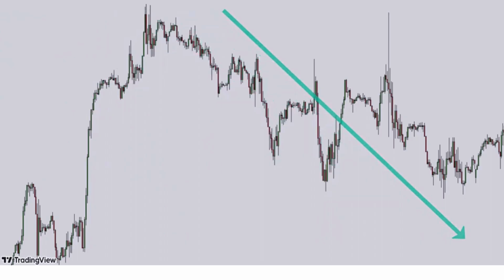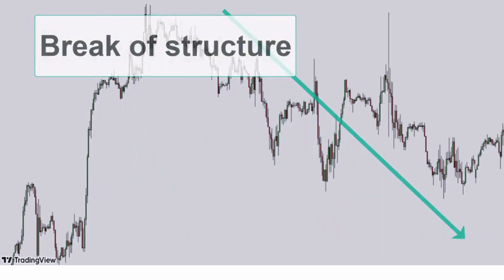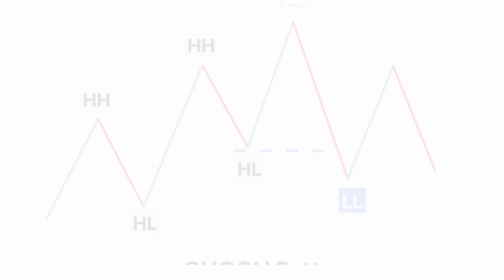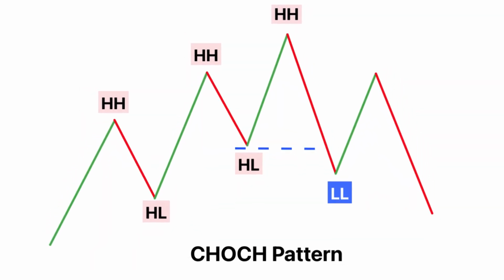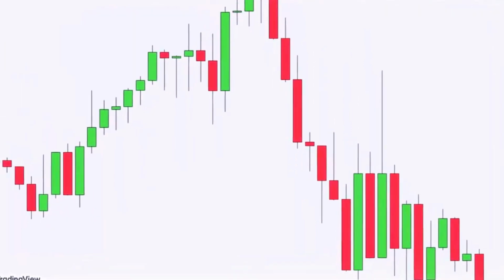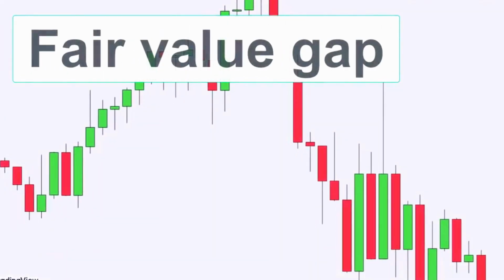Note, in summary, break of structure indicates the continuation of the market trend, while CHOC signifies a reversal and change in the market trend. Fair value gap (FVG) analysis.